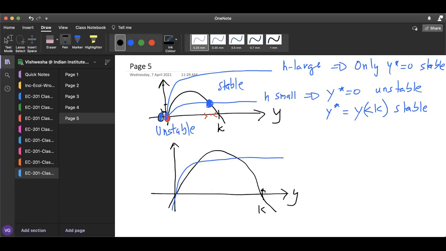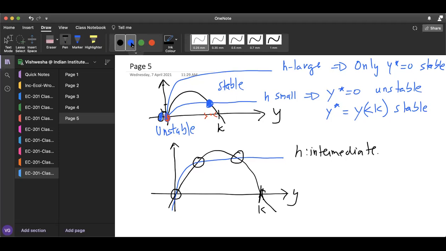Yeah, if you choose a value of H intermediate. So for some intermediate value, this actually is possible. Okay. And how many equilibria do we have now? We have one equilibrium at 0 as before, one equilibrium less than K. We have another equilibrium here. Okay. So let us look at stability of all of them.